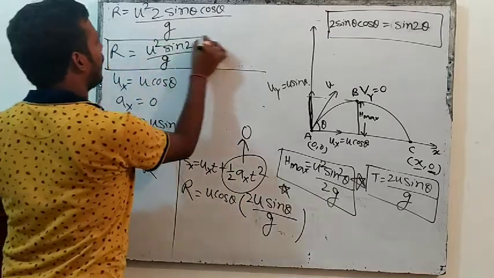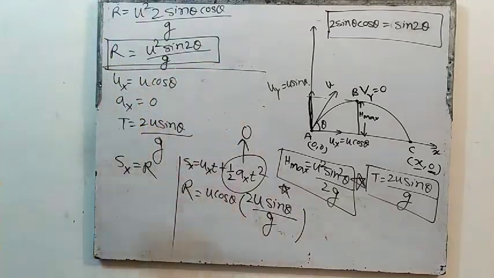So this is the formula of length. What is the formula of length? u square sin 2 theta by g. This is the formula of length. Copy everything.